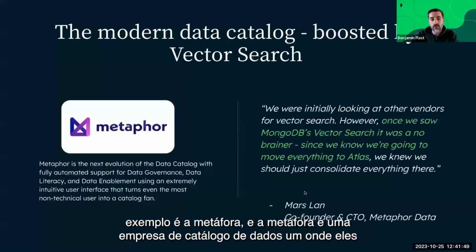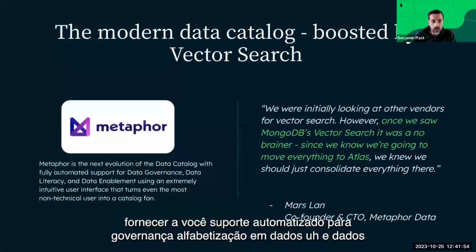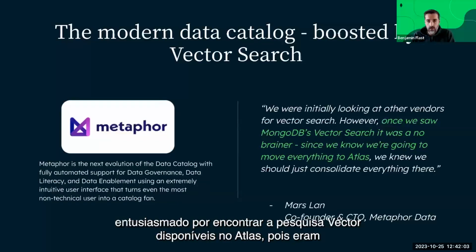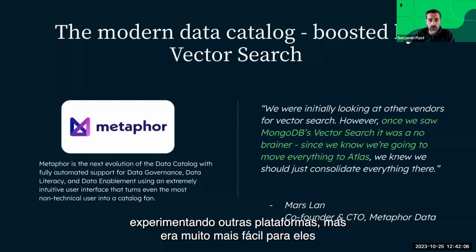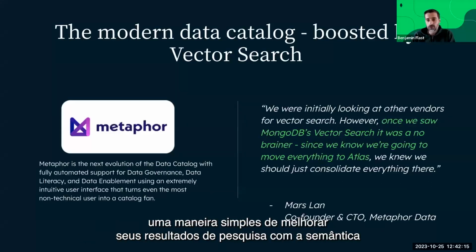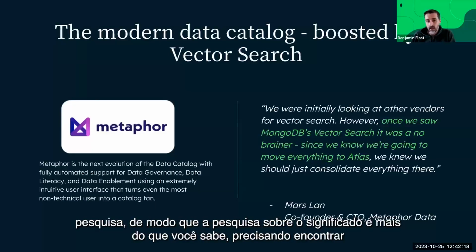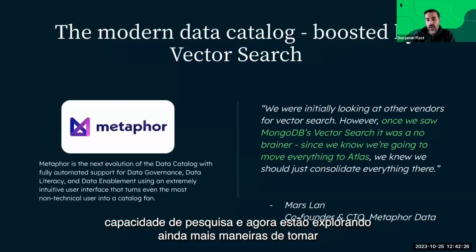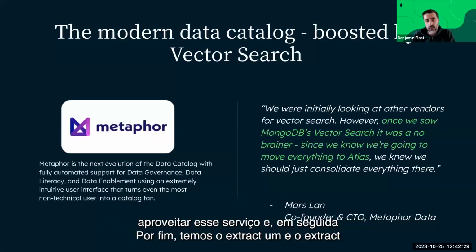Another example is Metaphor. Metaphor is a data catalog company where they provide automated support for governance, data literacy, and data enablement through an intuitive user interface and platform. And they were thrilled to find vector search available with Atlas, as they were experimenting with other platforms, but it was much easier for them to consolidate into a single platform. They're using vector search as a straightforward way to improve their search results with semantic search, so searching on meaning, rather than needing to find exact values. They're using this to enhance their search capability, and are now exploring even more ways that they can take advantage of this service.